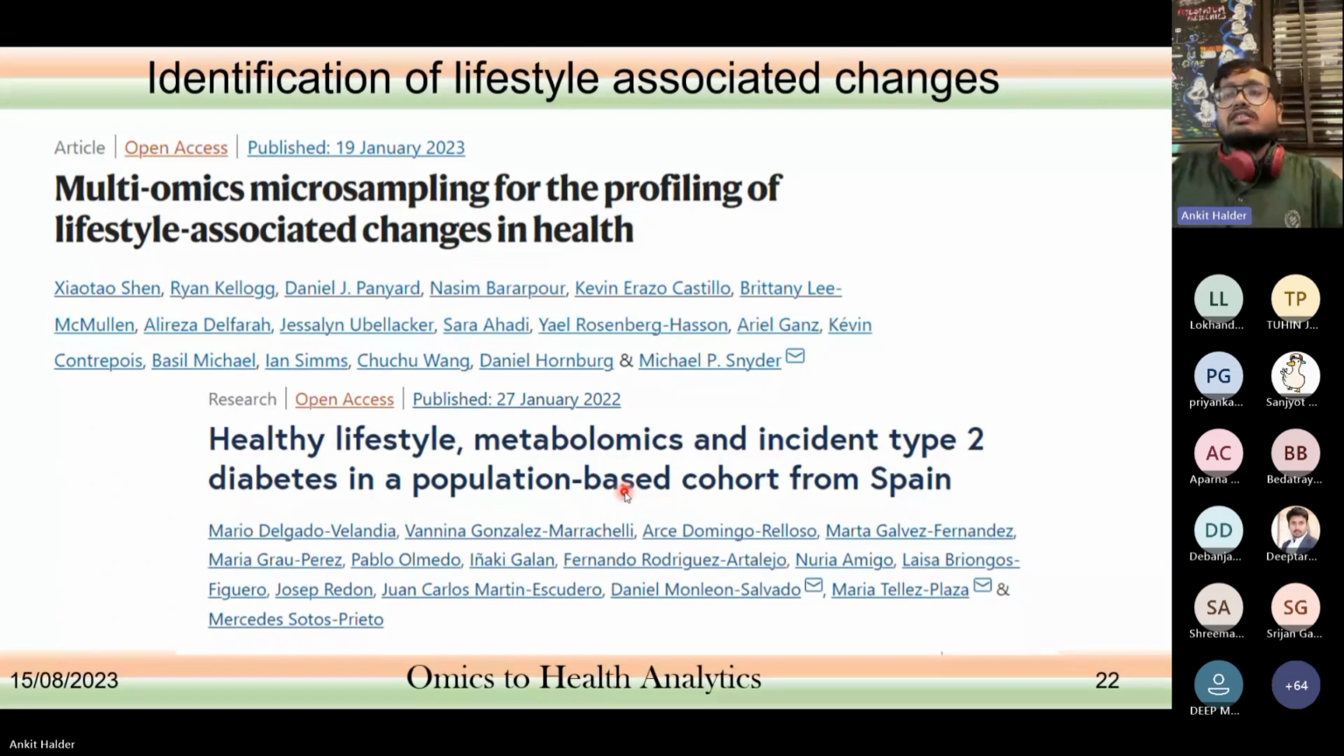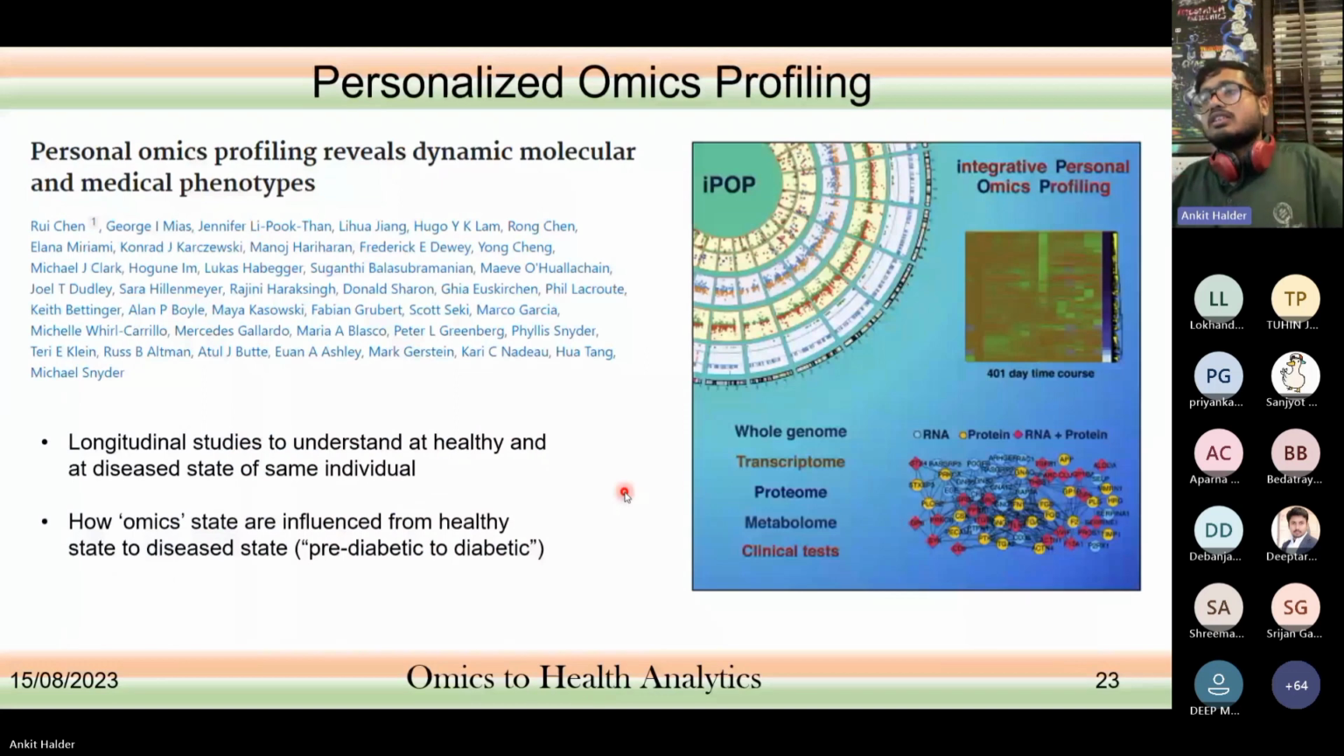This is one of the important projects running at Stanford University for personalized omic profiling, known as integrated personalized omic profiling. Here they are doing longitudinal studies, sampling a person over time, in a stressed state, a non-stressed happy state, and a disease state. So everything is being mapped: how the changes are going on at the genome level, transcriptome level, proteome level, and metabolome level, which will decide the course of future treatment.